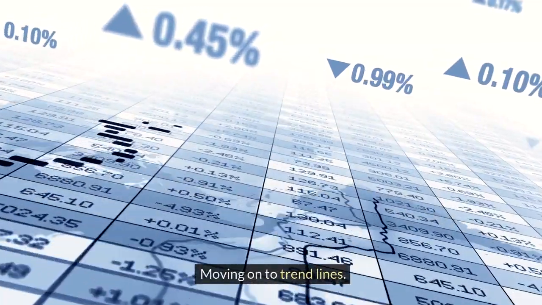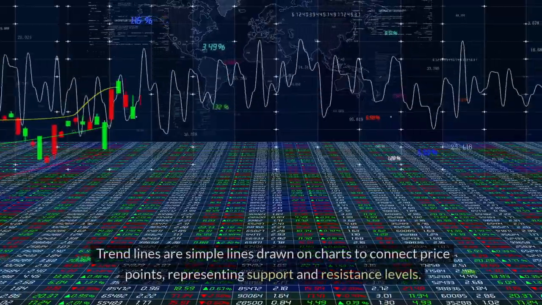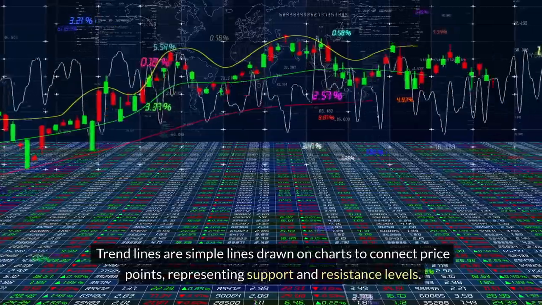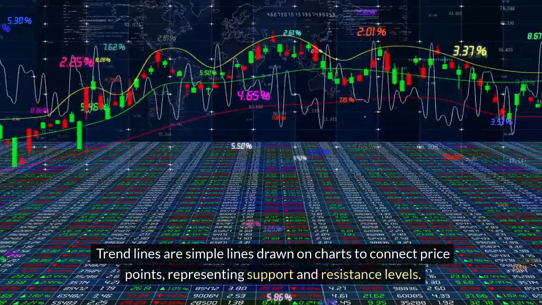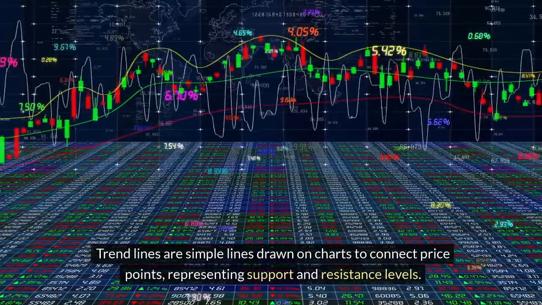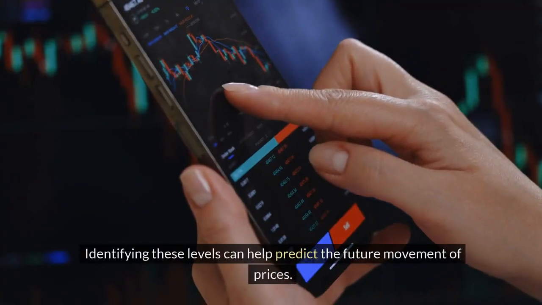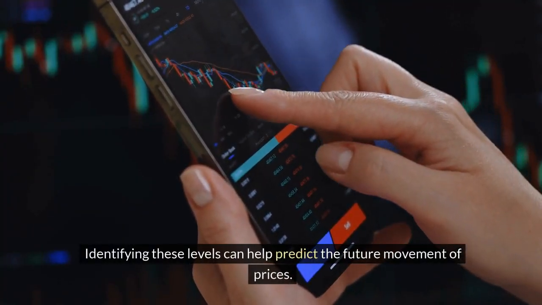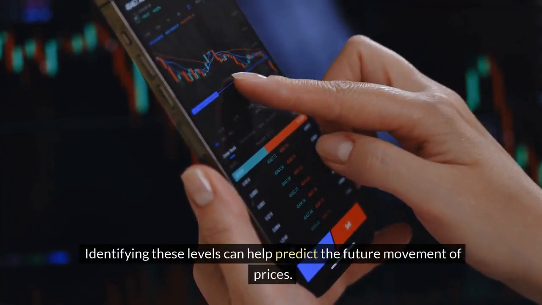Moving on to trend lines. Trend lines are simple lines drawn on charts to connect price points, representing support and resistance levels. Identifying these levels can help predict the future movement of prices.